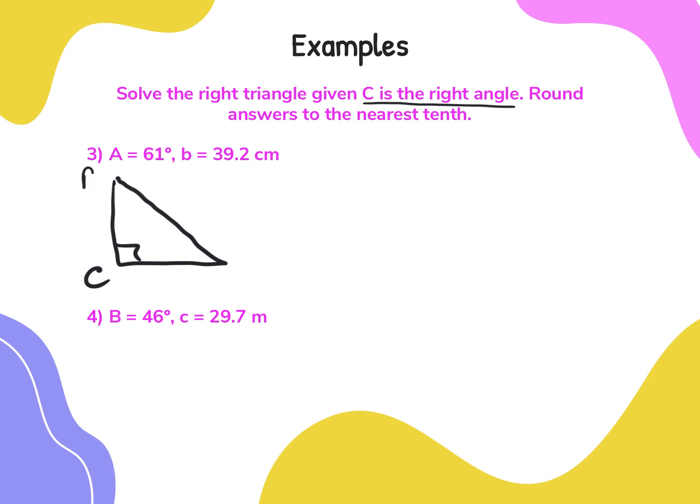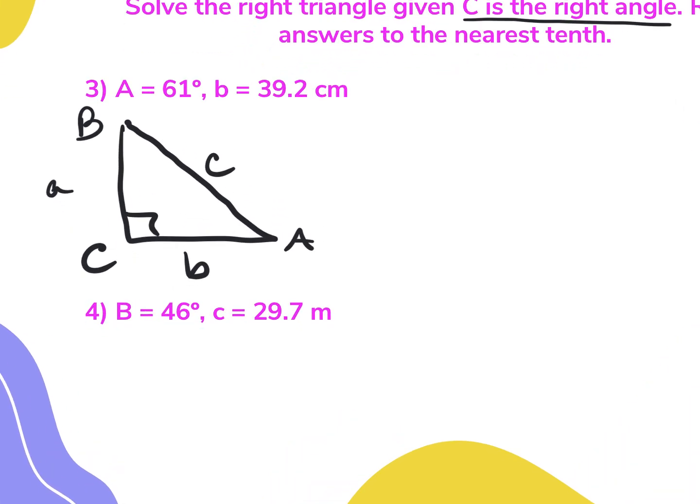So if I put B up here and A here, then again, the side across from angle B is the lowercase b, the side across from angle A is lowercase a, and C is the hypotenuse. So does it matter where you put? Let's fill in what they gave us. They gave us angle A, it's 61 degrees. They gave us lowercase b, and this one's going to be 39.2 centimeters.